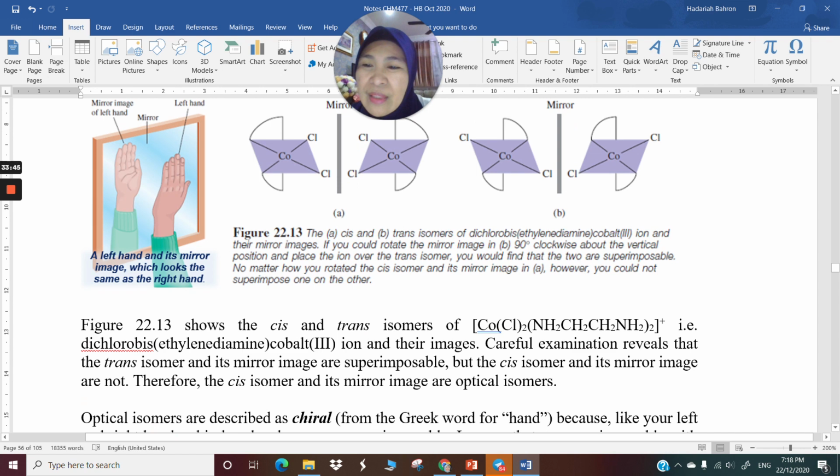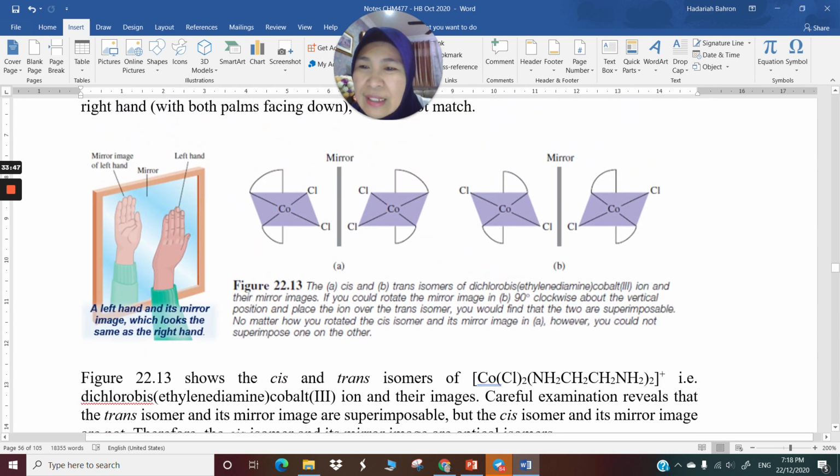So this one is your left hand. The one inside the mirror looks like your right hand, but you cannot superimpose them if they are facing the same way.